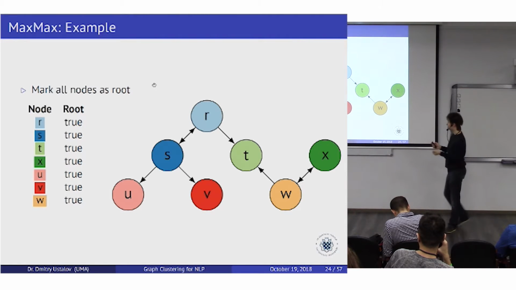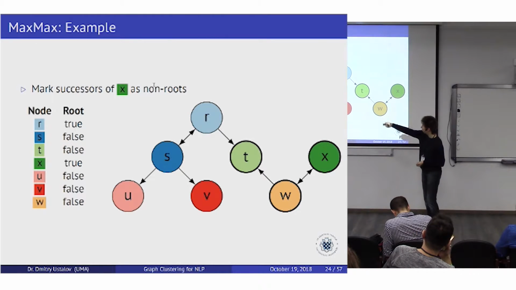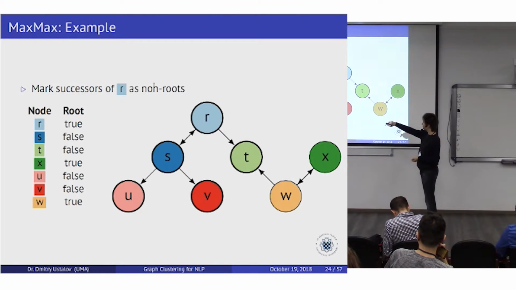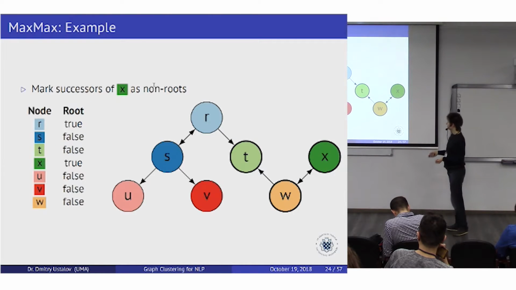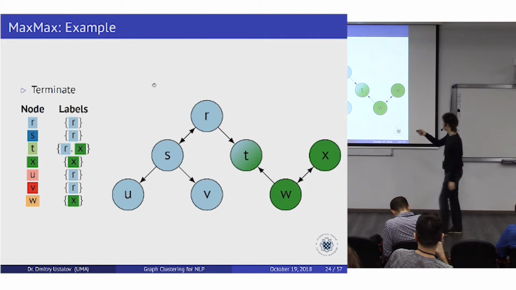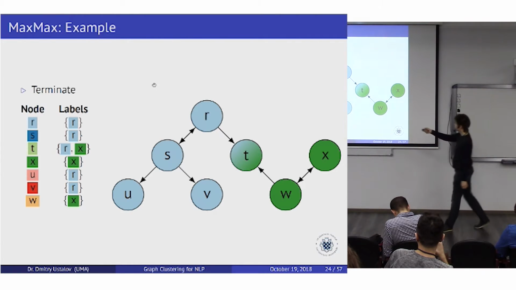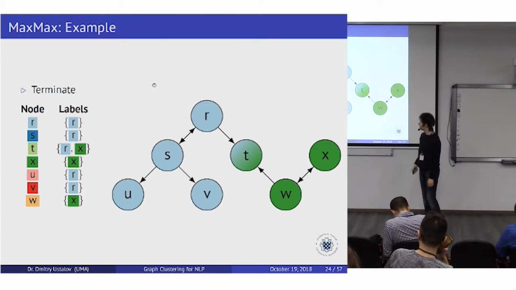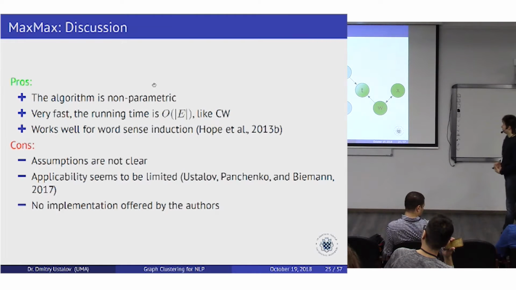So now mark everything as root, then select some node, mark its successors as non-roots, and the successors of X are also non-roots. And now we found this. So we traverse using breadth-first search to find the clusters, and eventually we get this. This gradient means that it belongs to both of these clusters. And here is our cluster, here is our cluster. You can see the labels. I hope there is no mistake, no misprint. I think it should be fine. And that's it, the MaxMax algorithm.